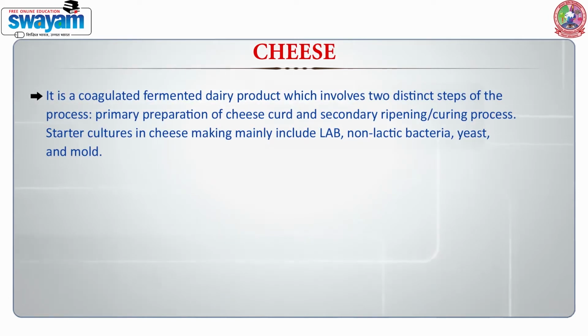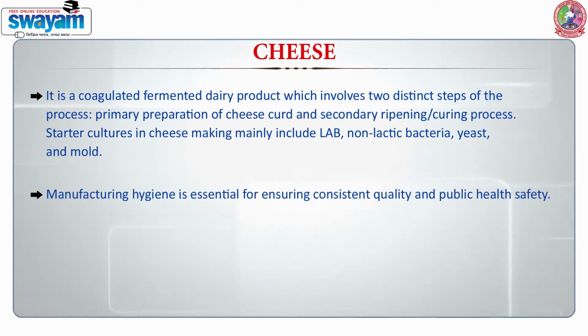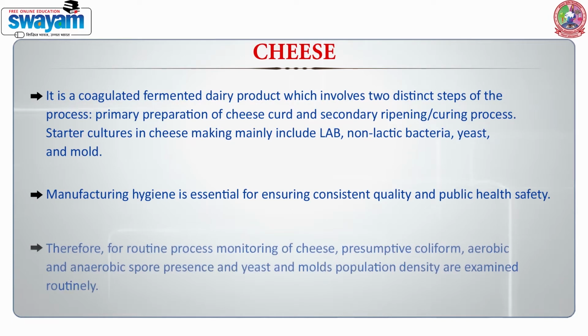Cheese is a coagulated fermented dairy product which involves two distinct steps: primary preparation of cheese curd and secondary ripening or curing process. Starter cultures in cheese making mainly include lactic acid bacteria, non-lactic acid bacteria, yeast and mold. Manufacturing hygiene is essential for ensuring consistent quality and public health safety. Therefore, in routine process monitoring of cheese, presumptive coliforms, aerobic and anaerobic spore former presence, and yeast and mold population density are examined routinely.